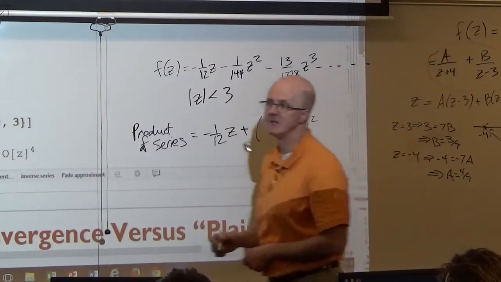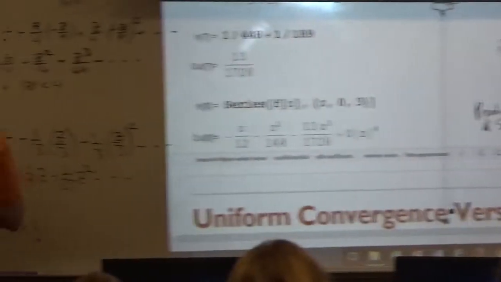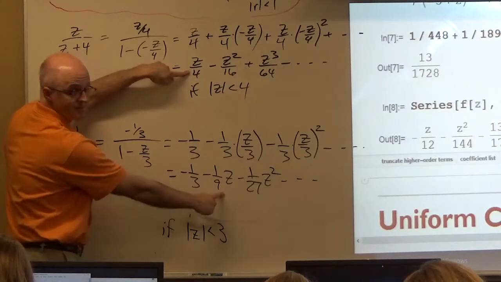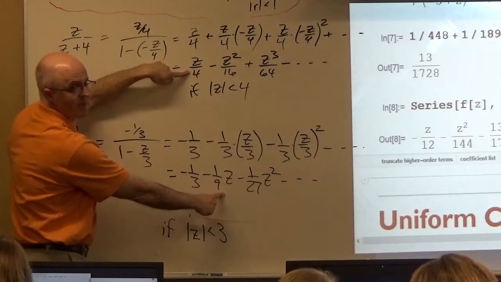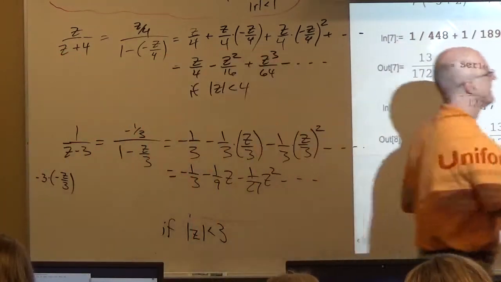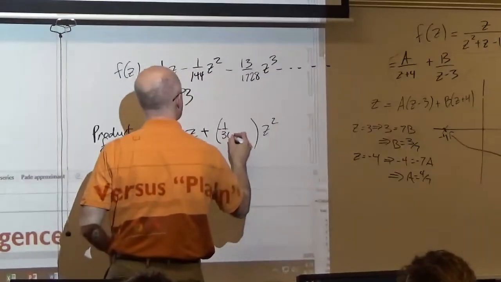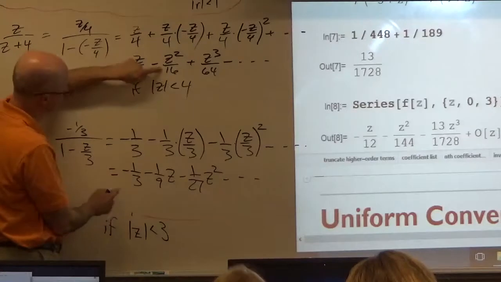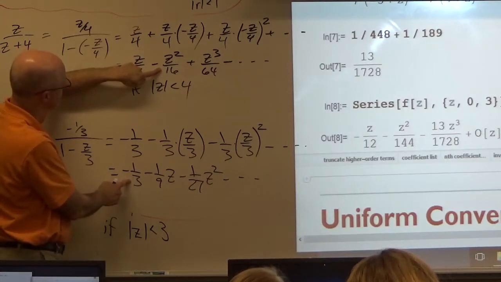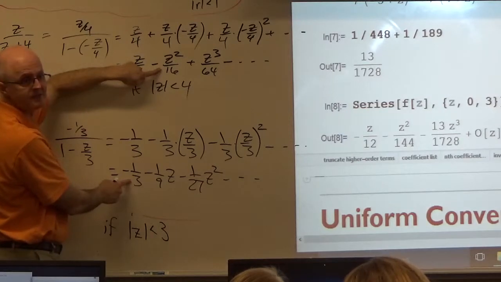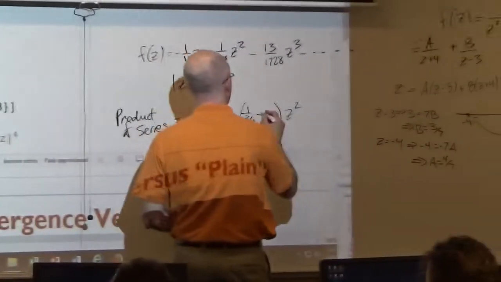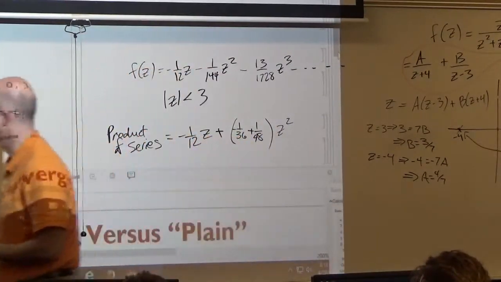What things are going to give us the z squared term when I multiply these two things? I get a z squared from this times this. 1/4 times negative 1/9 would be negative 1/36. I'll also get a z squared term from the product of these two things: negative 1/3 times negative 1/16 is plus 1/48. Any other z squared terms?